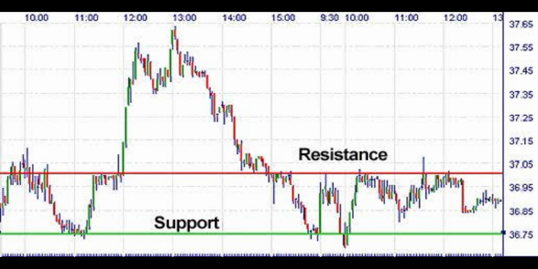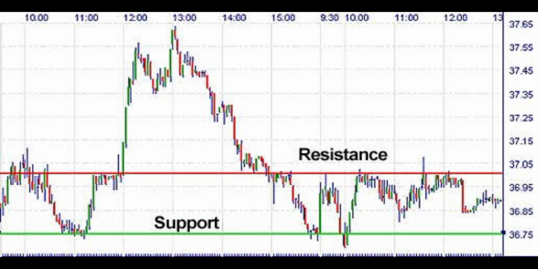Support. Definition. Support is a price level at which a financial instrument tends to stop falling and may even bounce back upwards. It represents an area where buying interest is significantly strong, preventing the price from declining further.